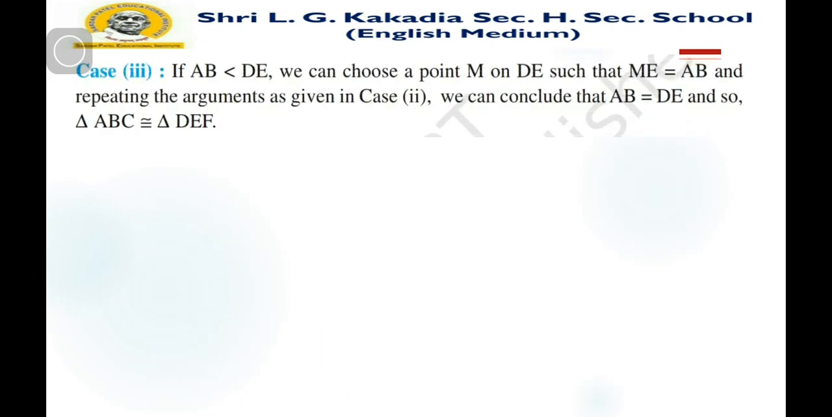And the third case: we assume that if AB is less than DE, then we can prove it similarly. We can choose a point M on DE such that ME is equal to AB, and repeating the argument as given in case 2, we can conclude that AB is equal to DE, and also triangle ABC is congruent to triangle DEF.